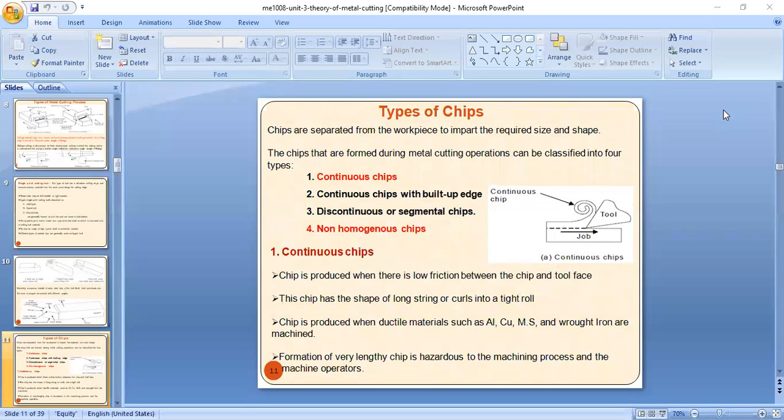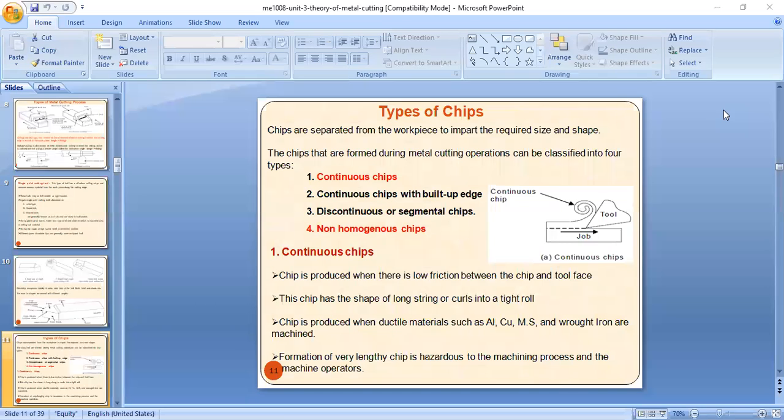So we have 4 types of chips actually, but most of the people will be discussing only the 3 types. Continuous chips, discontinuous chips, and the third one, we'll go in an order, though it is on the slide like that, is the continuous chip with built-up edge. Yesterday I also told what is the material of the tool where continuous chips are formed.